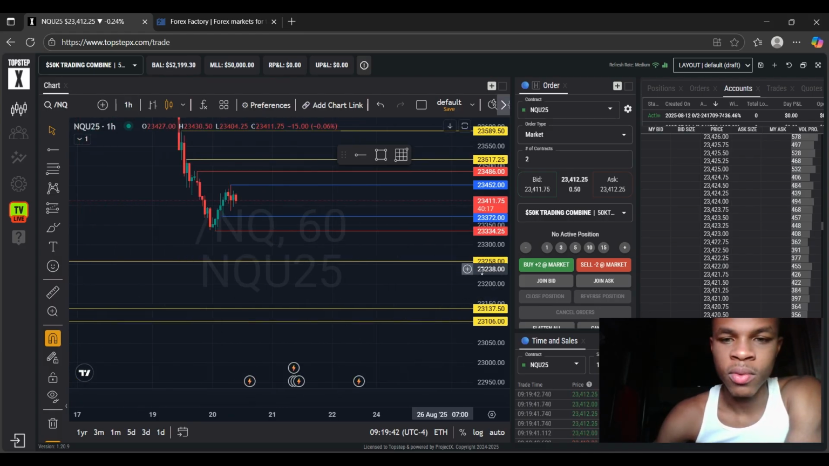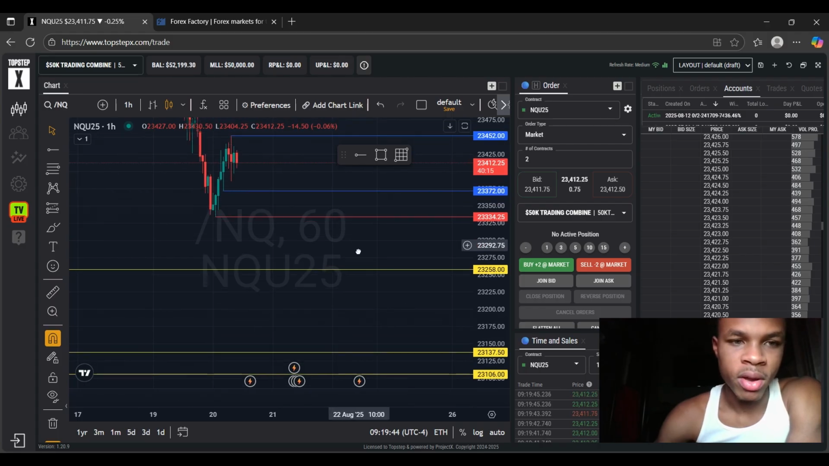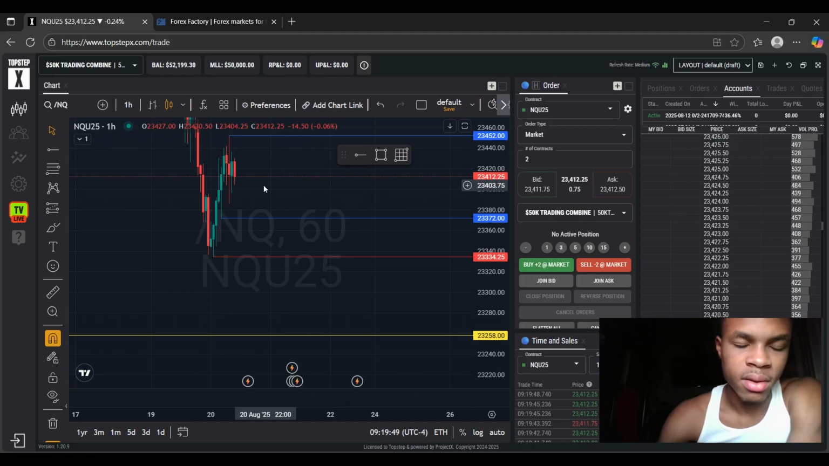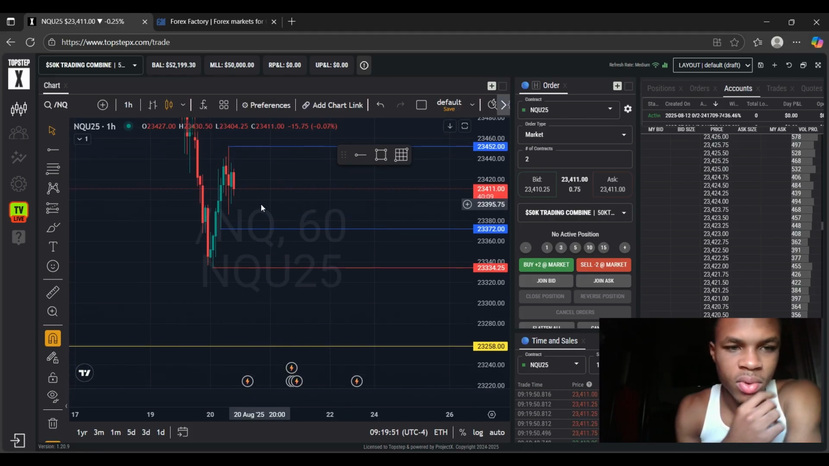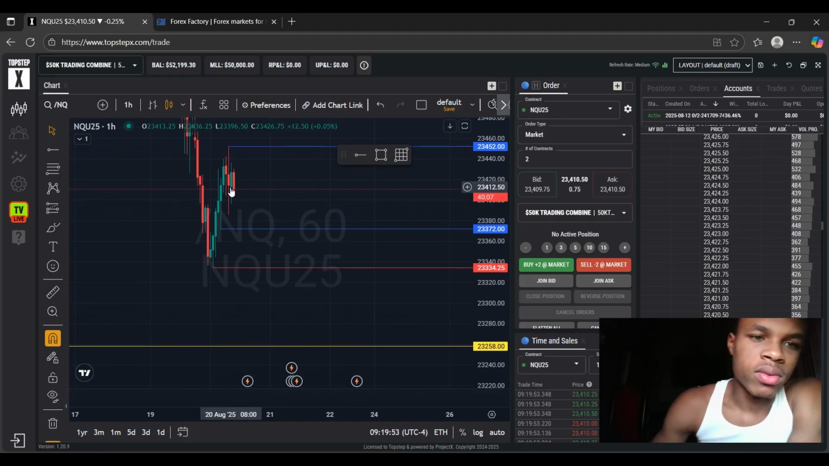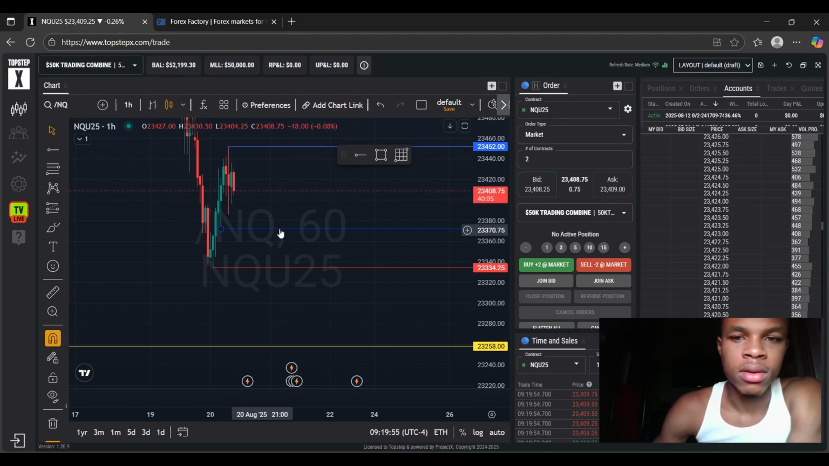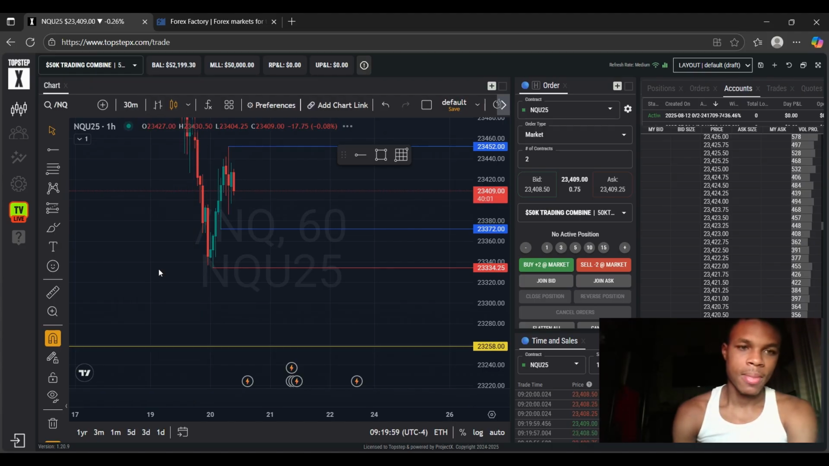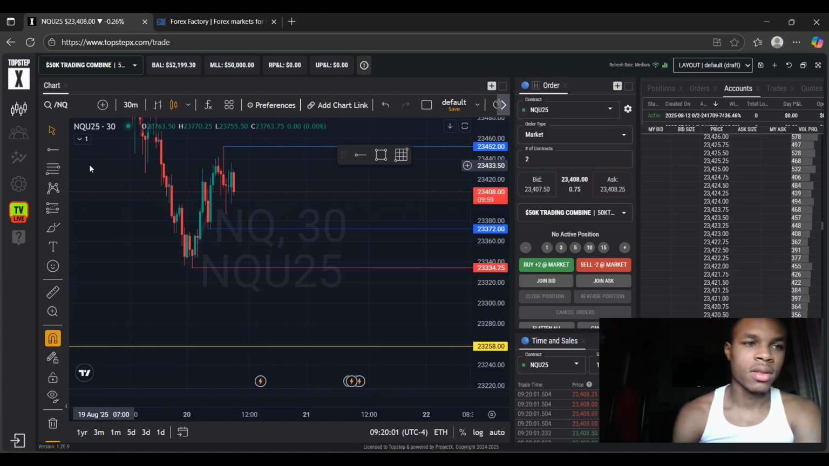In the 1 hour, we could very much get a breaker structure on the 1 hour. Price would just have to close down below London lows, and we have to see. We got 10 minutes until market opens, so don't rush anything. On the 30 we can get a breaker structure right here.